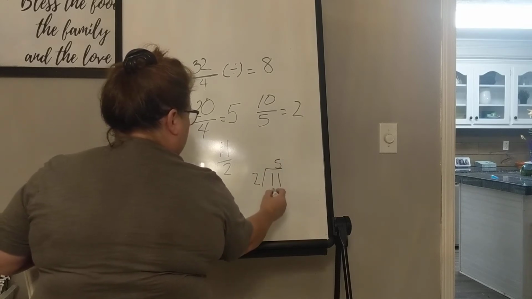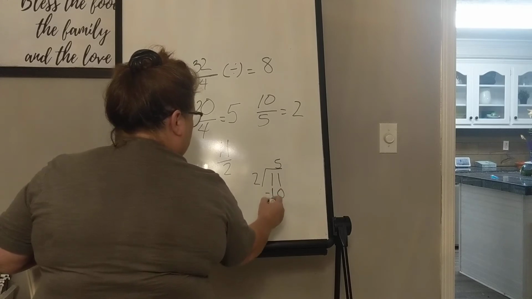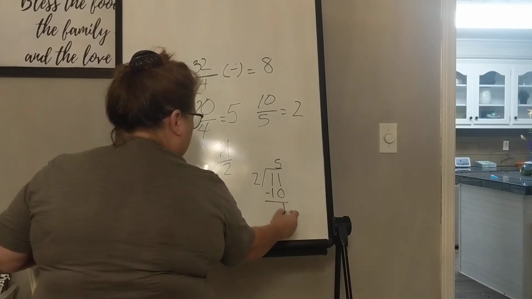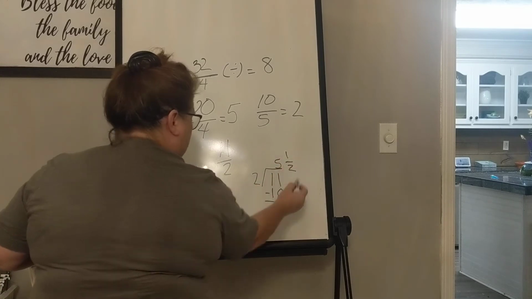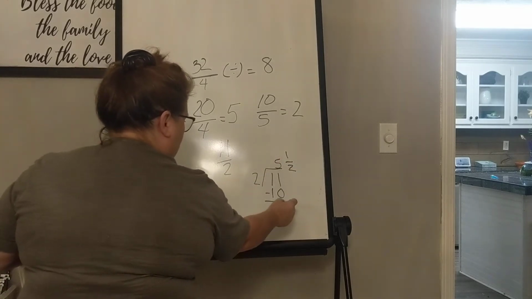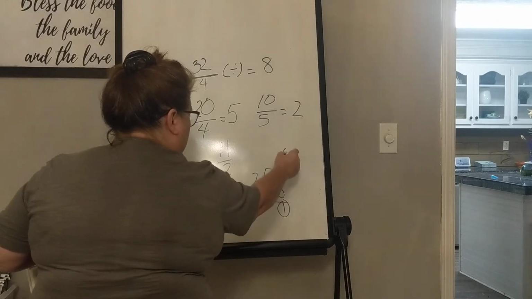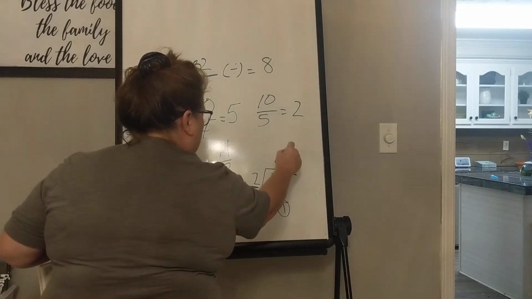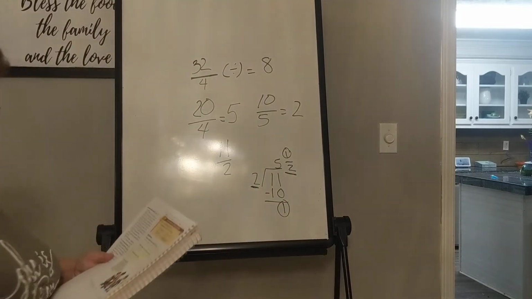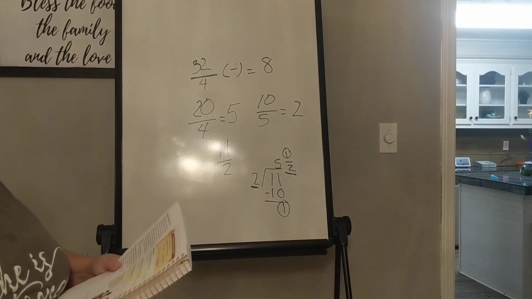2 will go into 11 5 times. 2 times 5 is 10. 11 minus 10 is 1. And we're going to write our remainder as a fraction. So it's 5. Our remainder becomes the numerator, and our divisor becomes the denominator. 5 and 1/2.